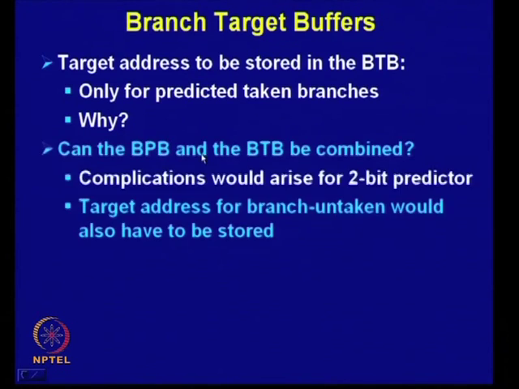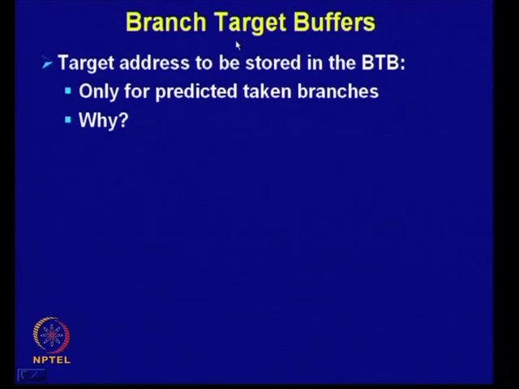Now, let us come to some intricacies of this branch target buffer. The target address is to be stored in the BTB. Will you store only the predicted taken branches? If it is not taken, then what will happen? If the prediction is not taken, we know it is PC plus 4. So, it is not necessary to store the target address when the prediction is not taken.